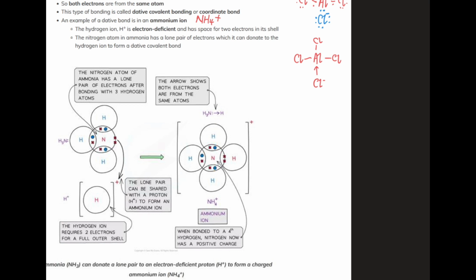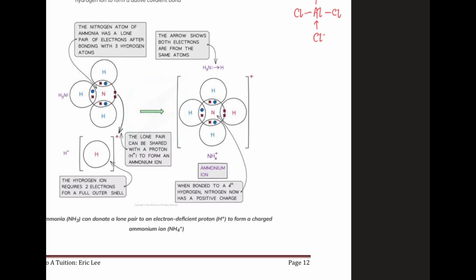Okay. Then sometimes you may see the drawing like this: N, H, H, H, and then an arrow to H plus. Okay. And sometimes you may see the drawing like this. They don't want to show any difference between the dative bond and the simple covalent bond. They just put it like this. It is okay.